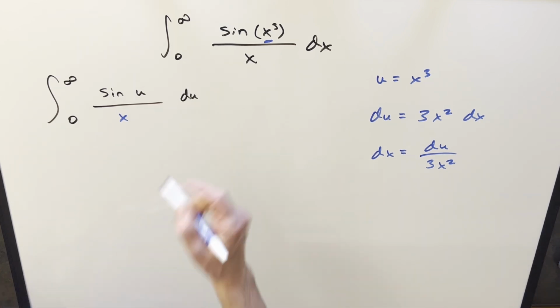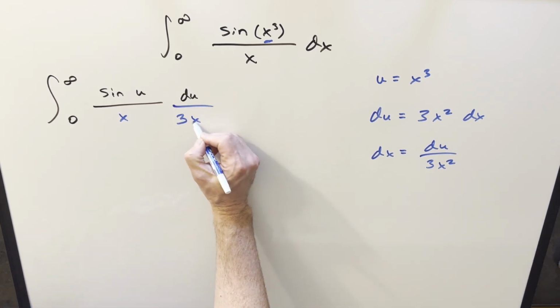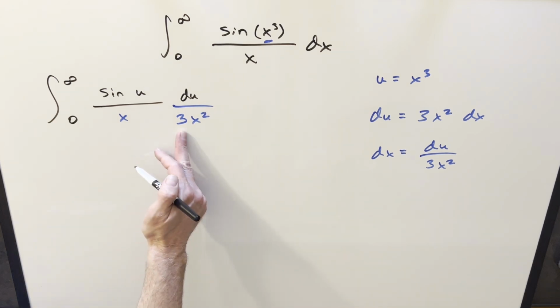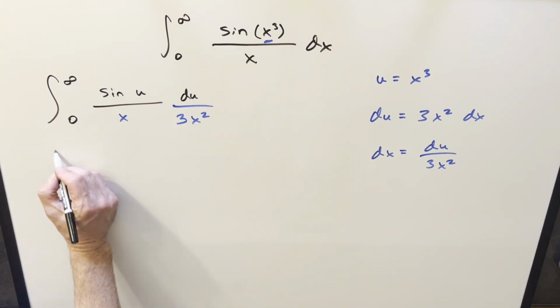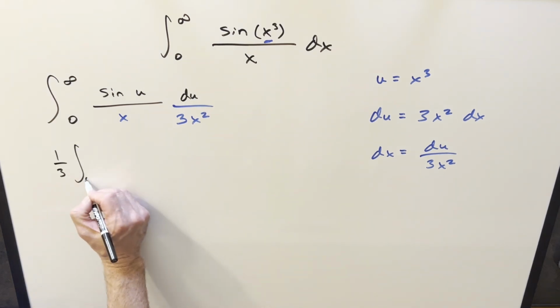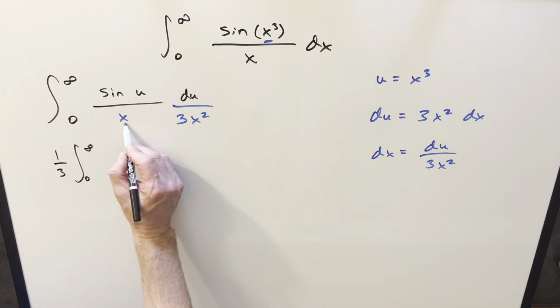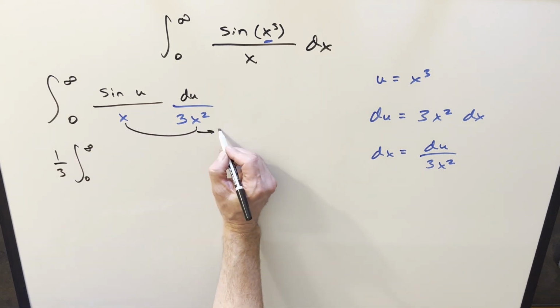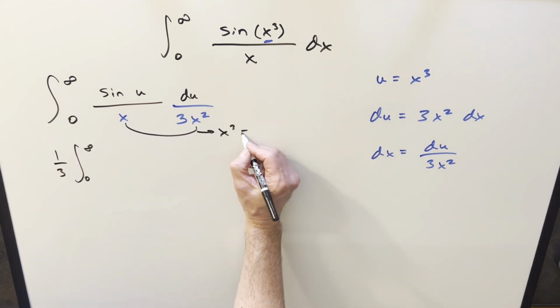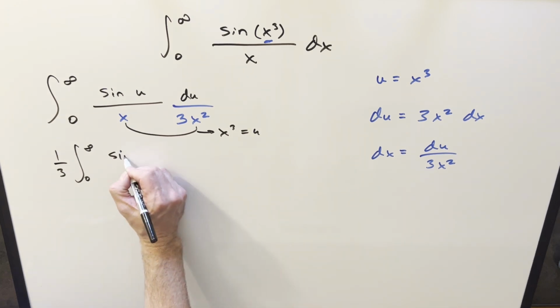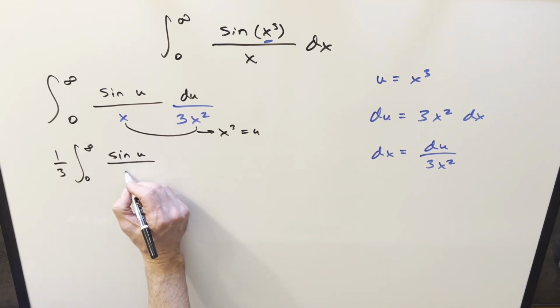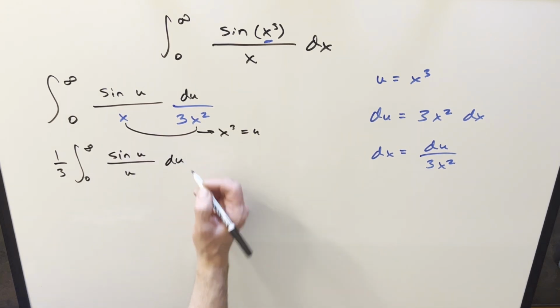And again, we'll have this 3x squared here that we need to clean up. And then from here, we can take 3 out front in the denominator and write it as 1/3, going from 0 to infinity. Now, if I multiply x times x squared, this is going to be x cubed, and we know that that's u. So putting that together, what we're left with is sine u over u du.